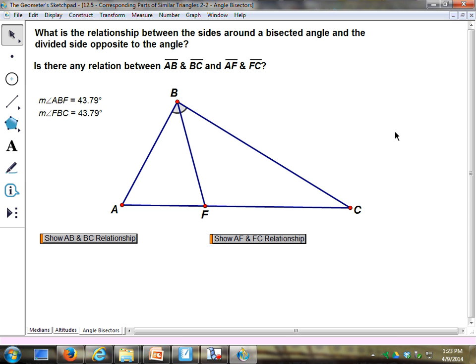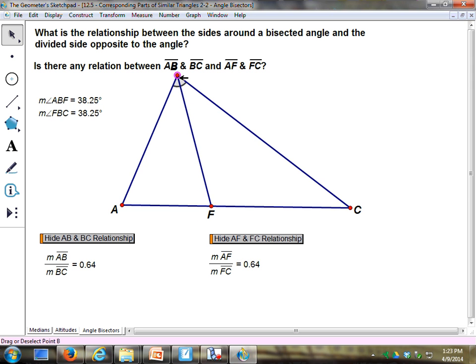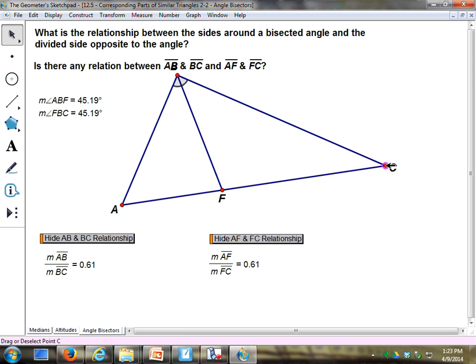What are they? So I want you guys to press on show the relationship. I'm going to move it around. So look at the relationship. What's the ratio of AB and BC? 0.61. Now look at the opposite side again, AF and FC. What's the ratio of AF and FC? 0.61.